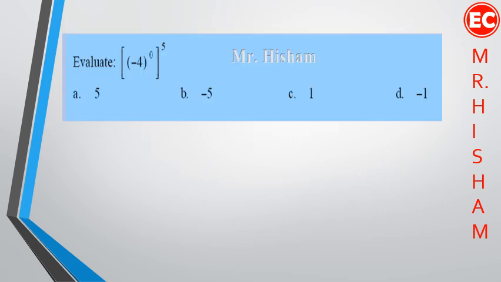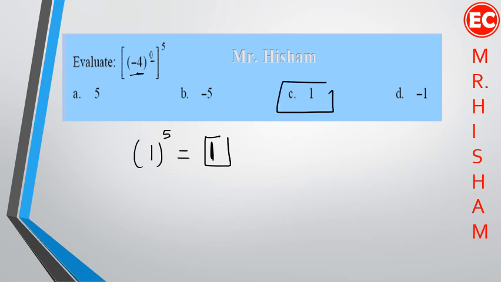Regarding this question, I have negative 4 to the power of 0, which is equal to 1, and 1 to the power of 5 is equal to 1. So the right answer is C.